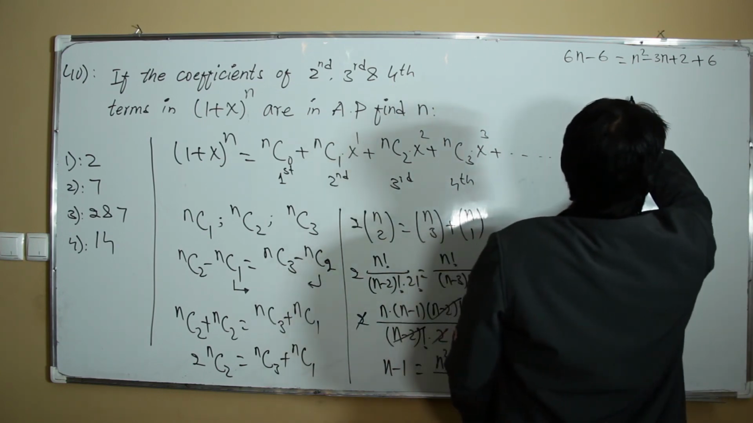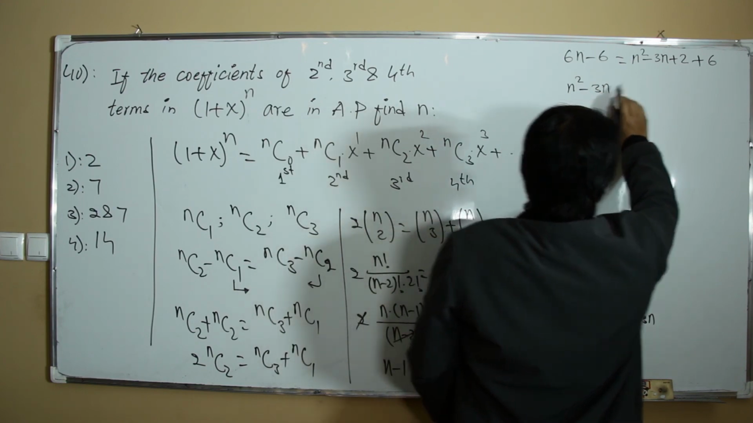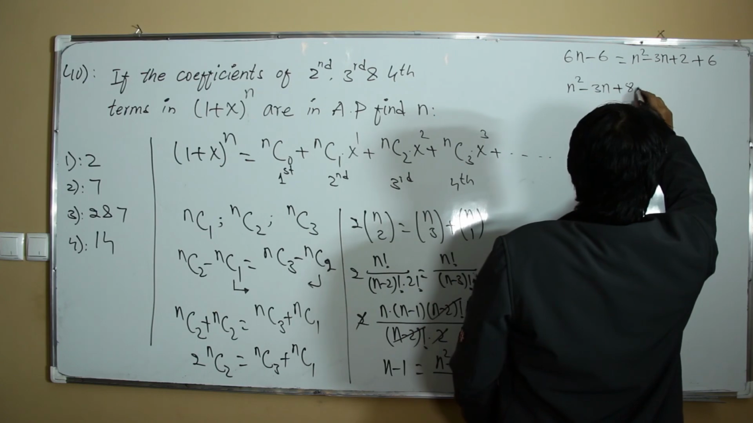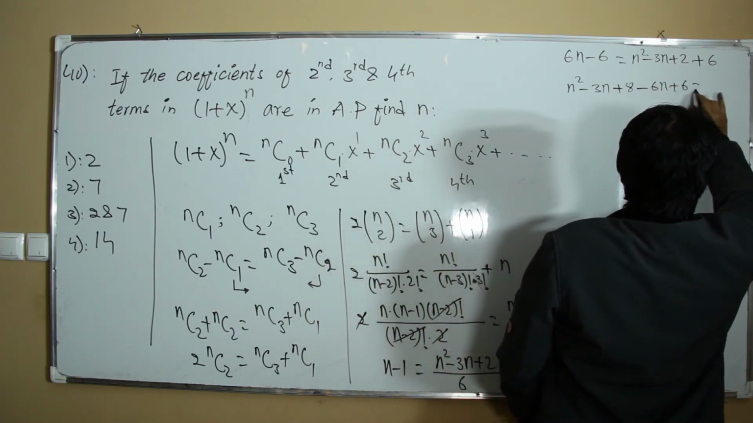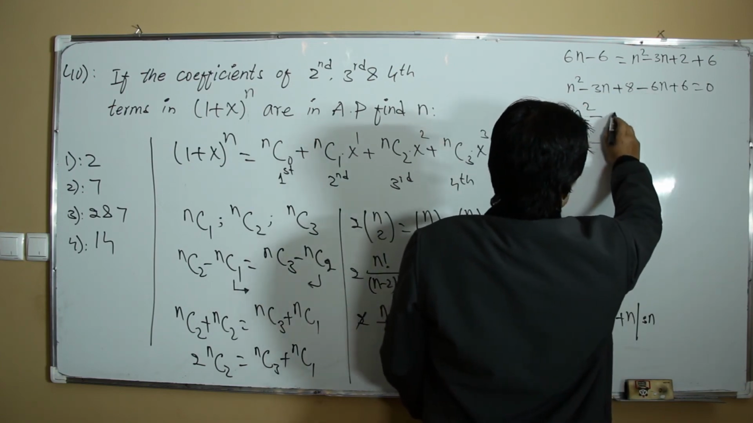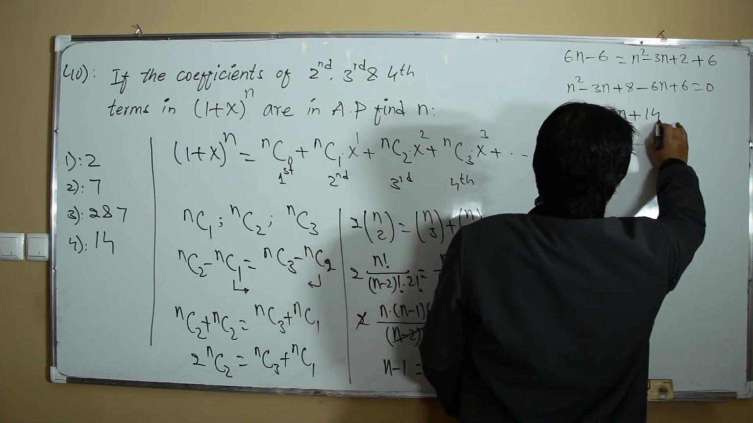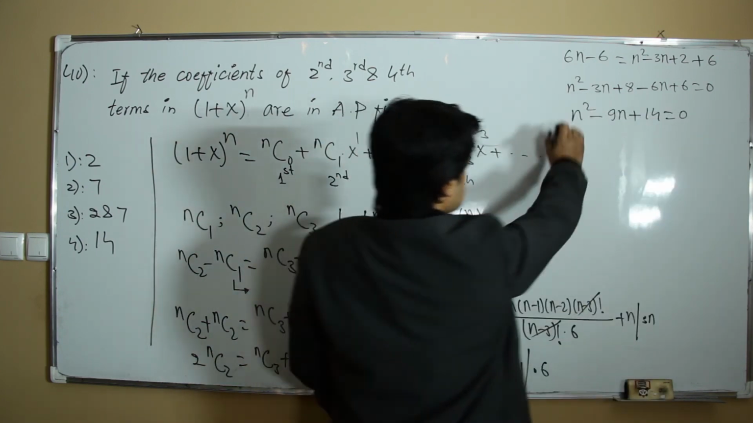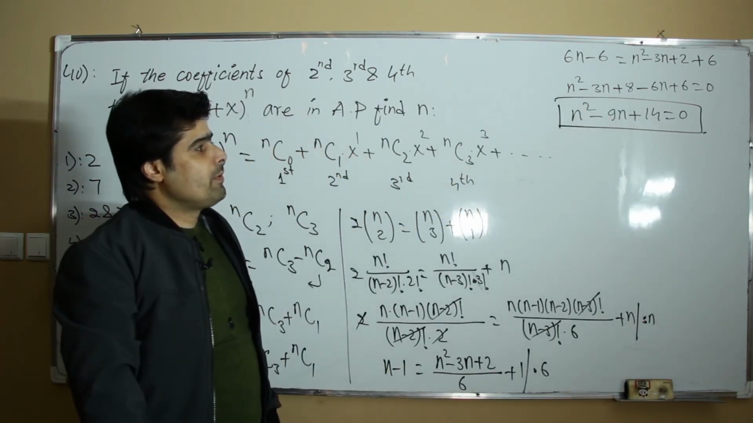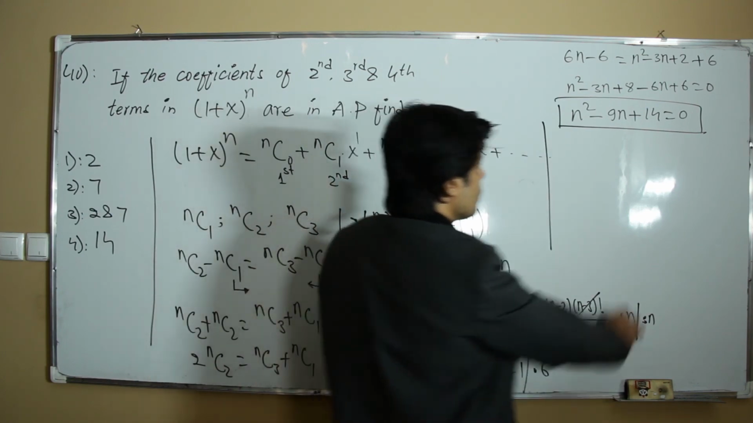Now we have n squared minus 3n plus 6 with this one, it's plus 8. Put this one also to the right side: minus 6n plus 6 equal to 0. You have n squared minus 3n and minus 6n, it's minus 9n, plus 8 and 6 is plus what? 14 is equal to 0. This is your equation. Now you can simplify this equation by every method you know.